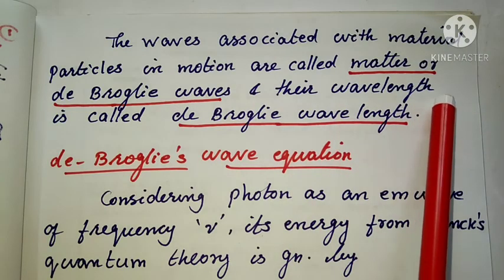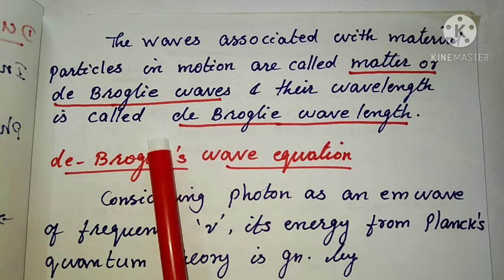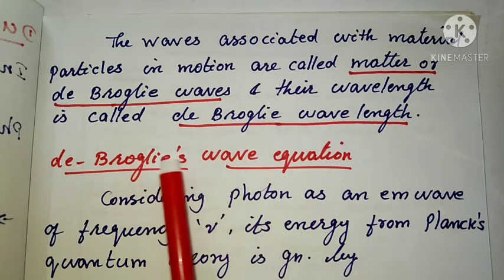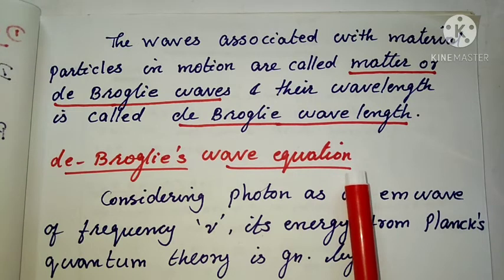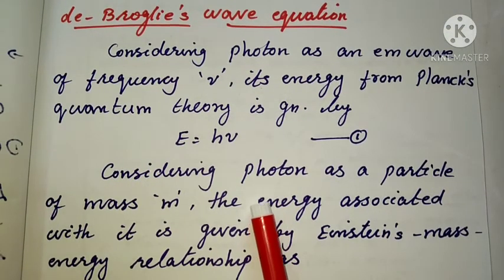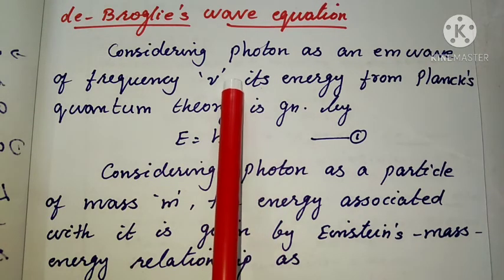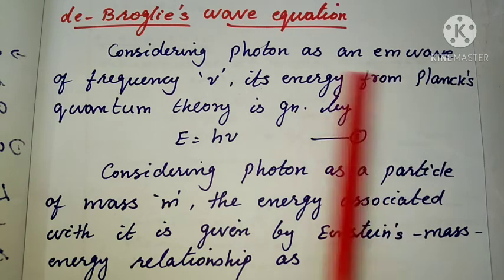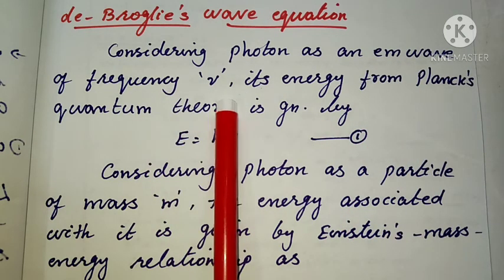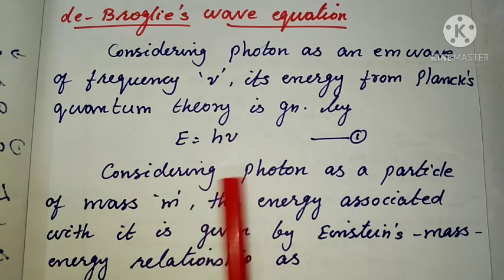The waves associated with a material particle in motion are called matter waves or de Broglie waves, and their wavelength is called de Broglie wavelength. Then what is the de Broglie wave equation? From these two considerations, de Broglie found the equation for the wavelength. He considered a photon as an electromagnetic wave of frequency nu, whose energy from Planck's quantum theory is E equal to h nu.